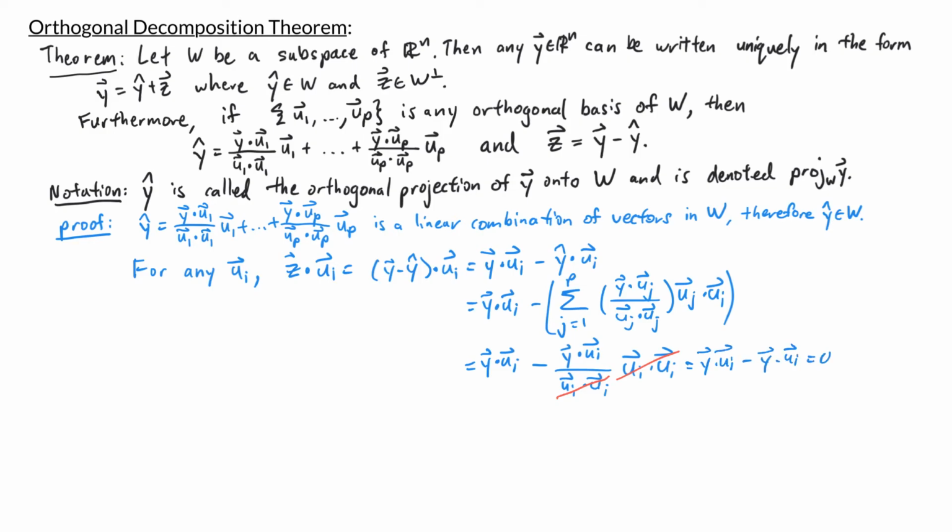Now the ui dot ui's here cancel, so we're left with y dot ui minus y dot ui, which is just 0. So since z dot ui is equal to 0 for any ui, we know that z is orthogonal to all of the basis vectors. So by our previous lemma, we know that z is in W perp.